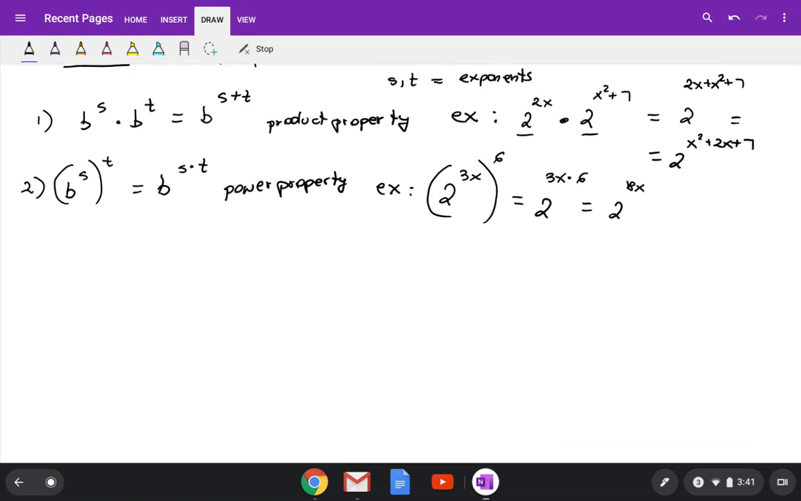The third one is the distribution property. You have two expressions, a times b, to the power of s. What we can do here is distribute the power to each base. So that will be a to the power of s times b to the power of s. Here I apply the distribution property.